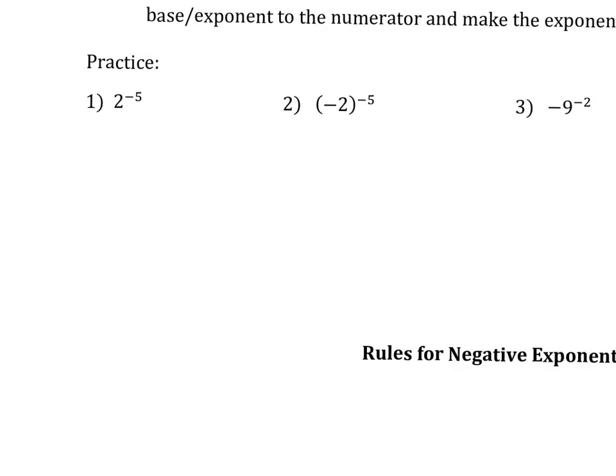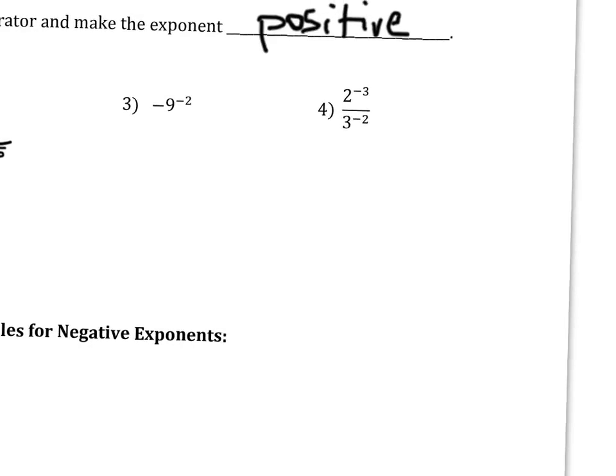Practice problem number 1, 2 to the negative 5th power is actually 1 over 2 to the positive 5th power. Negative 2 to the negative 5th power is 1 over negative 2 to the positive 5th power. Okay? I'm going to get a little tricky with this. Negative 9 to the negative 2 power. Remember, with PEMDAS, we are only going to tackle the exponent part. That negative is actually negative 1 times 9 to the negative 2 power. So I'm going to end up with negative 1 over 9 squared, which if we deal with this is negative 1 over 81.